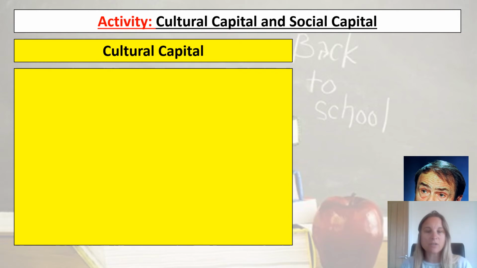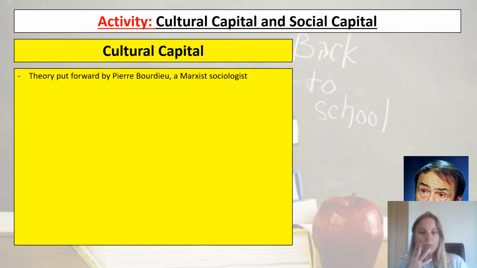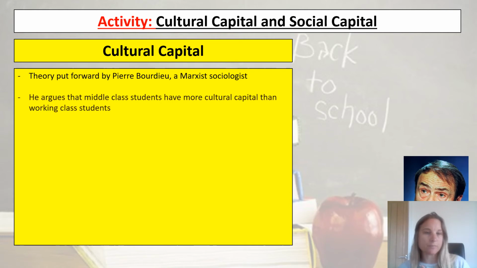So let's just have a little look at this idea of cultural capital. So cultural capital is a very important concept in sociology for you to have a look at this moment. And it was put together by this guy called Pierre Bourdieu. He was a Marxist sociologist. So you do need to jot down some of the bits that are going to be in this yellow box. So importantly, Pierre Bourdieu is a Marxist.